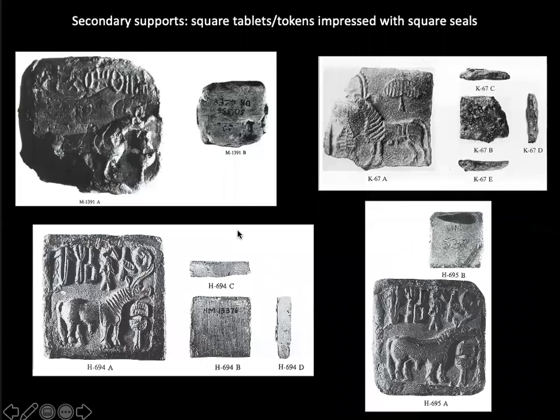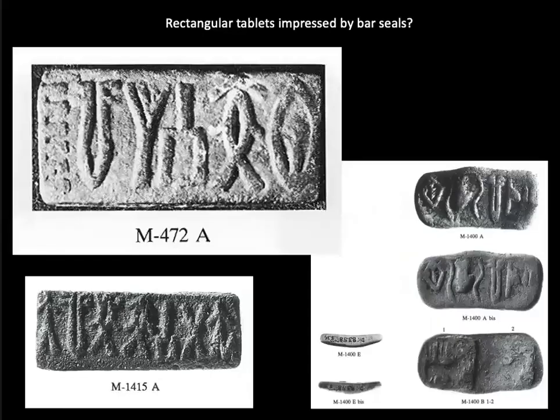Square tablets are often impressed by square seals, and you can see the form of the seal itself. A number of rectangular tablets seem to have been impressed by rectangular bar seals, the ones that have only inscription on them. And so we can see this inscription very much made by the rectangular bar seals. But then we get to some interesting examples.